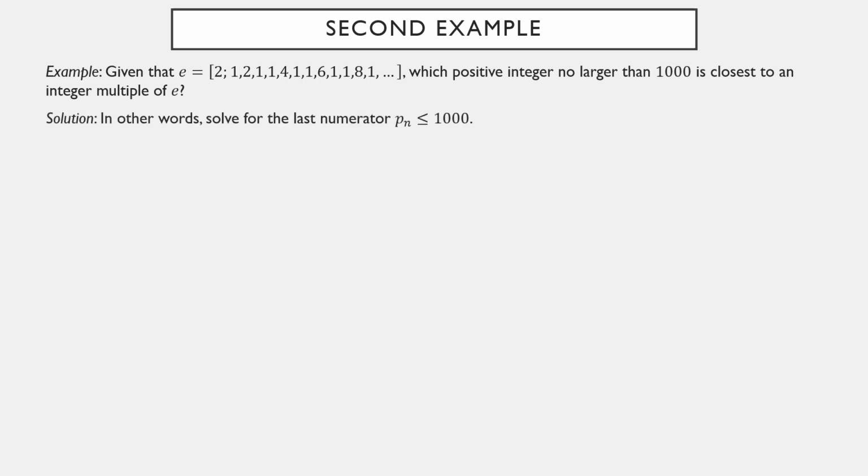So this is kind of a reverse of the previous problem. We're not asking which multiple of our irrational number is closest to an integer, but rather which integer is closest to a multiple of our irrational number. So we want the last numerator Pn up to and including 1,000. So we start computing our convergents Pn over Qn. We end up with a0 over 1 is 2 over 1. That's not the worst approximation for e, but a little better is P1 over Q1, which is a0 a1 plus 1 over a1, or 3 over 1. 3 is indeed a bit closer to e than 2 is.